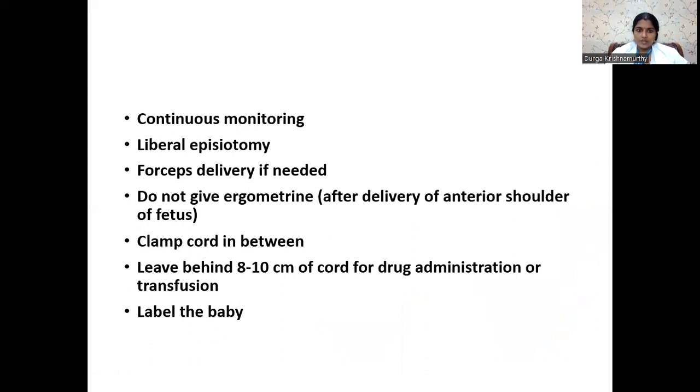During labor, continuous monitoring is essential. Liberal episiotomy, forceps delivery if needed. Do not give ergometrine or oxytocin at the delivery of the first baby because the second baby has to be delivered. Clamp the cord in between. Leave about 8 to 10 centimeters of cord for drug administration or for transfusion, and label the baby as first baby and second baby.